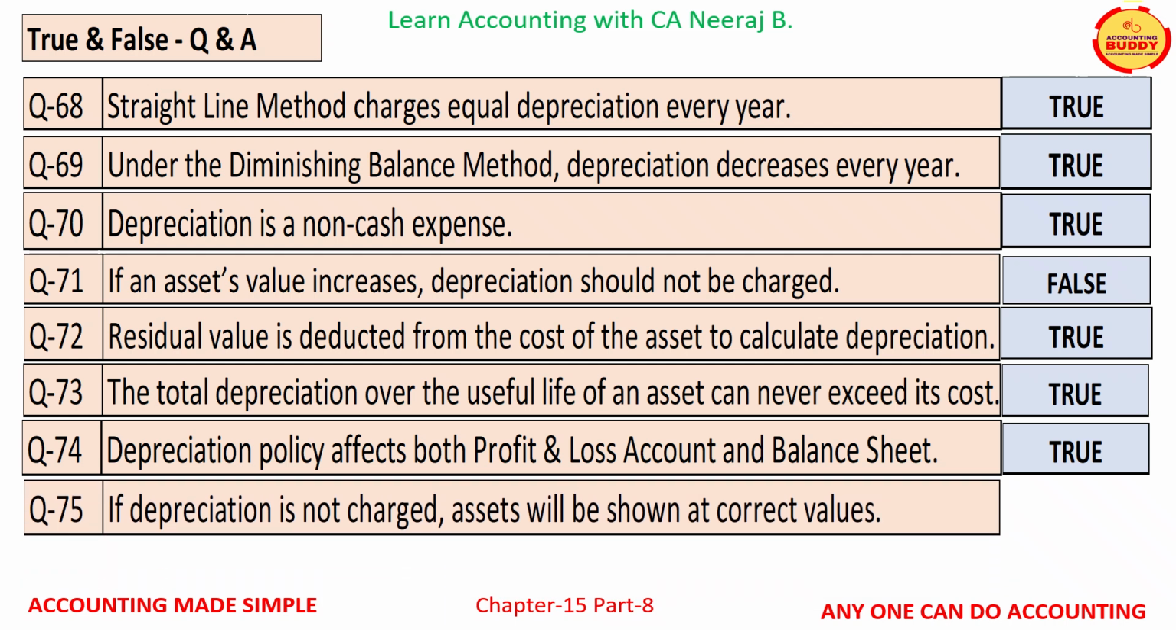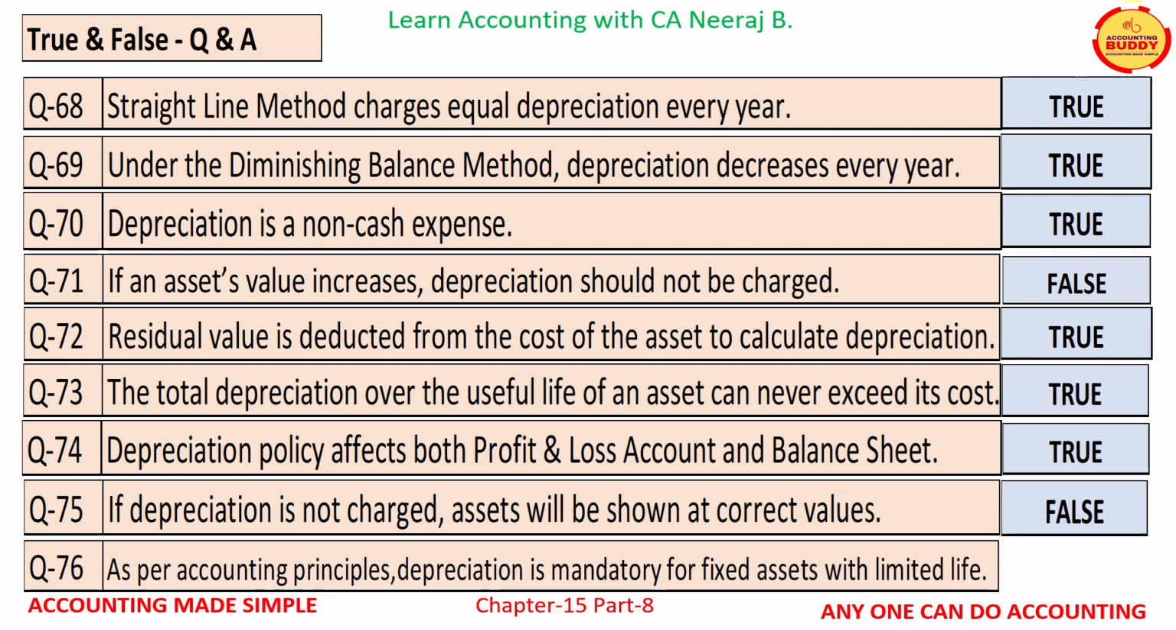Question number 75. If depreciation is not charged, assets will be shown at correct value. This is a false statement. Question number 76 is, as per accounting principles, depreciation is mandatory for the fixed assets with limited life. This is a true statement.